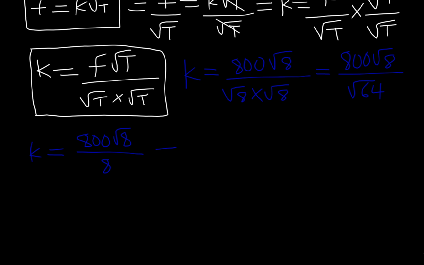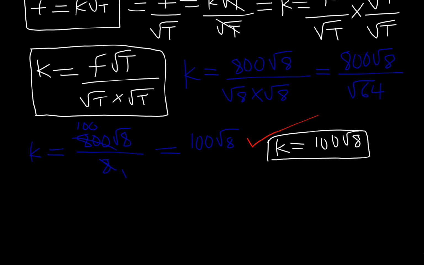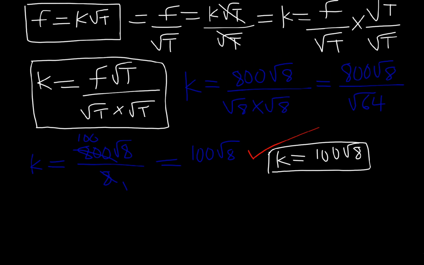Now, what can go again? 8 can go into 800, 8 into 800, you get 100, and so this becomes 100 root 8, and this will be our value for k. So k is 100 root 8. This is our value for k. Now, I want to scroll back and see our first question.